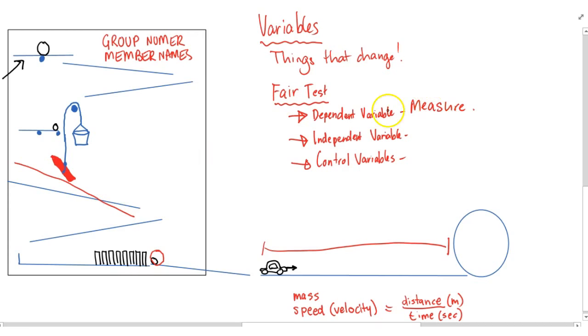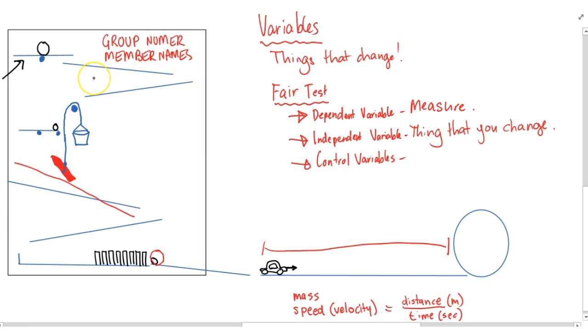Now if I changed both of these at once, then how would I know if it did make it better, which one actually worked the best? The fact is I wouldn't, because I'd have too many changes, too many variables changing at once. For a fair test, you can only change one thing at a time. The thing that you've changed is called your independent variable.